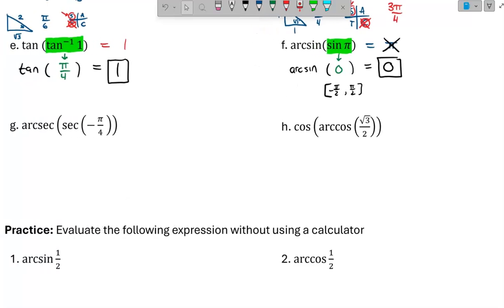So there's 2 more for you to try here. We have an arc secant of a secant, and then finally a cosine of arc cosine. So go ahead and try these out, and then I'll go over them to wrap up this video.